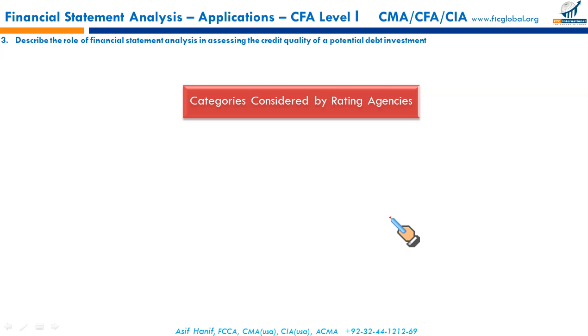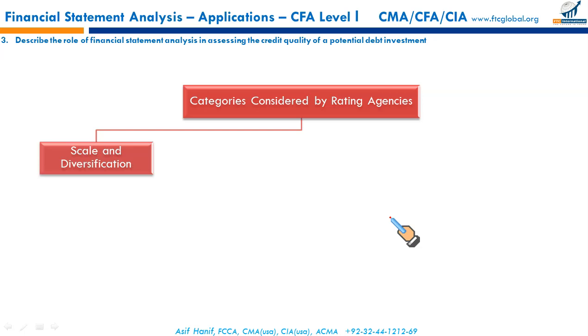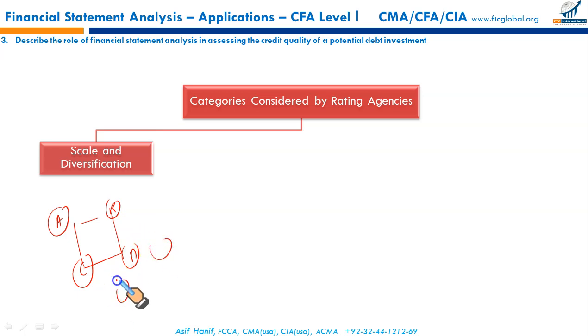Categories considered by rating agencies: PACRA, Standard & Poor's, Moody's. When they rate certain bonds, what is the criteria that is assessed to grant ratings for these debts and bonds? First, scale and diversification. If a company is well diversified, they have invested in A, B, C, D geographical regions, a large range of products, wider variety of product line, greater geographical diversification in the US, in India, Pakistan, UAE.